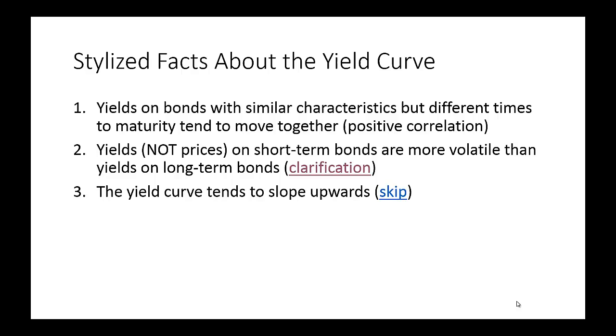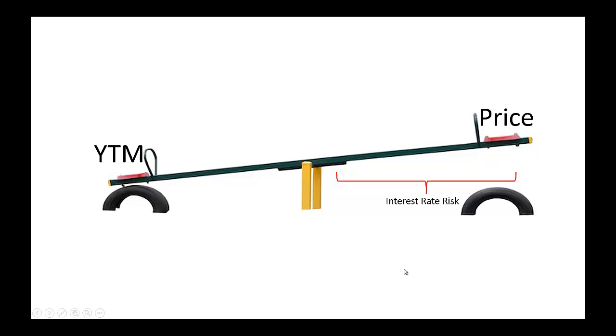All right, it's been my experience that most students can wrap their minds around stylized fact one and stylized fact three. But some students struggle to comprehend stylized fact number two, and here's why they struggle to understand this. In our previous lecture, we talked about interest rate risk. What we said is there's an inverse relationship between yields to maturity and prices, and that interest rate risk represents the length of the lever.